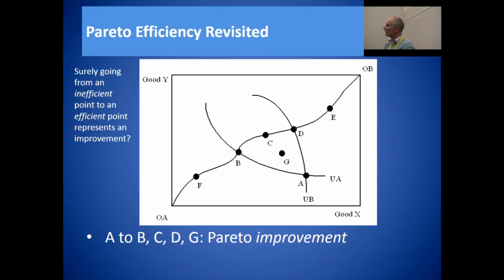If we looked at point A and D, exactly the same. We'd make person A better off, on a higher indifference curve, without making person B worse off. He's on the same indifference curve. So again, it's a Pareto improvement. We're going from an inefficient point to an efficient point. And in exactly the same way, if we went from point A to point C, or indeed point A to point G, we are making both people better off. That is a Pareto improvement.